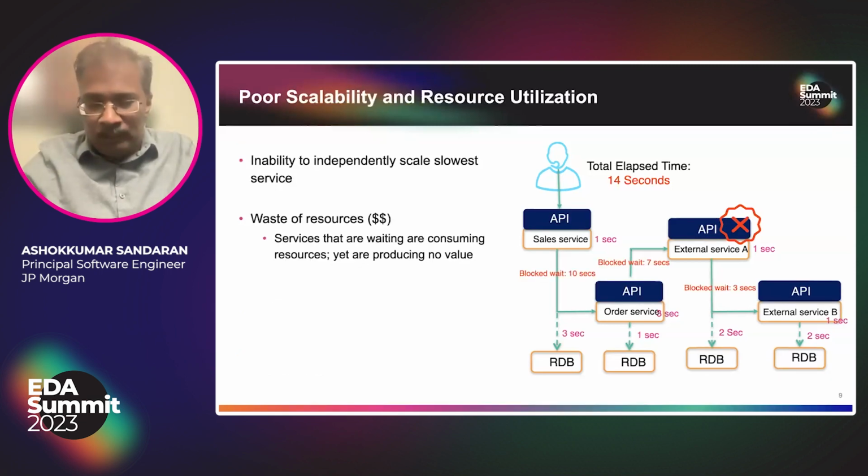Now, the next problem that you will see in the synchronous interaction is scalability issues. Because external service A calls external service B, and those are all external, it is going to take more time. So the order service has to wait until services A and B are completed. When it waits, it is holding resources and preventing others from using them. So it is wasting resources and wasting dollars.